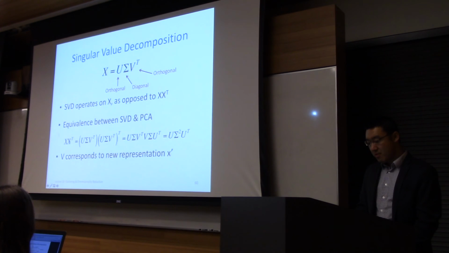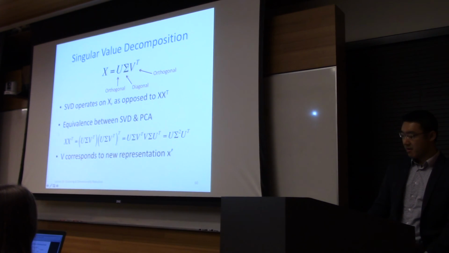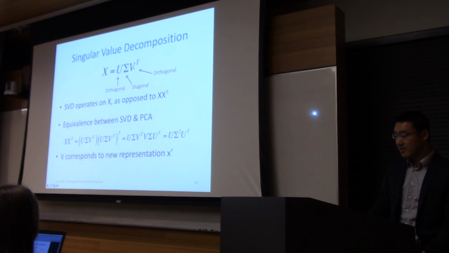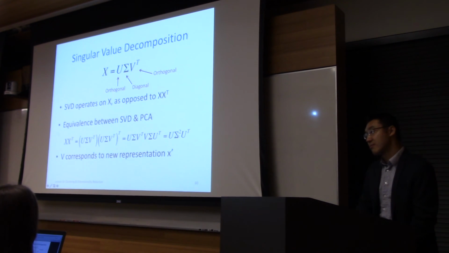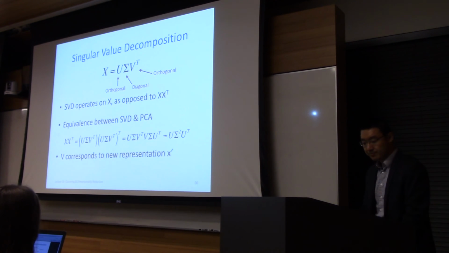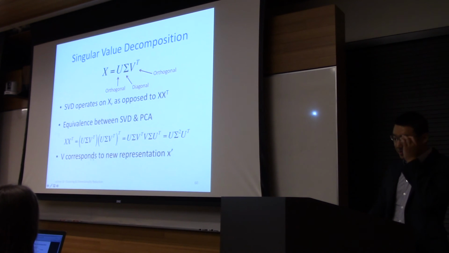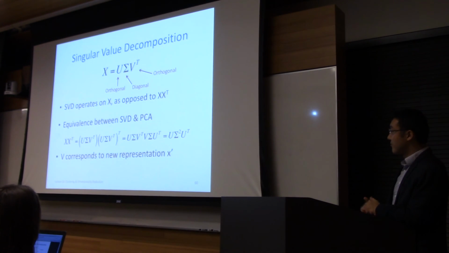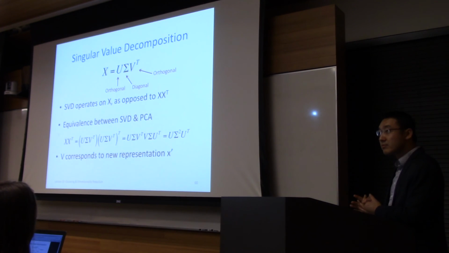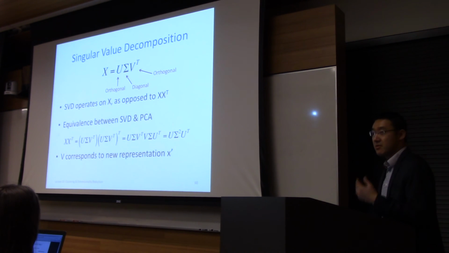If you take this definition and plug it into X X transpose, you get something that looks like this. You do some manipulation. V is orthogonal, so you multiply it with its transpose and you get the identity. So you get exactly the same PCA solution, and the lambda matrix is equal to sigma squared. You get the exact same information back. V, by the way, corresponds to the new representation x prime. If you were projecting x onto U, V is closely related to x prime, modulo multiplying by this diagonal matrix. So you can call it SVD, you can call it PCA. It doesn't really matter. Pick one in Python.